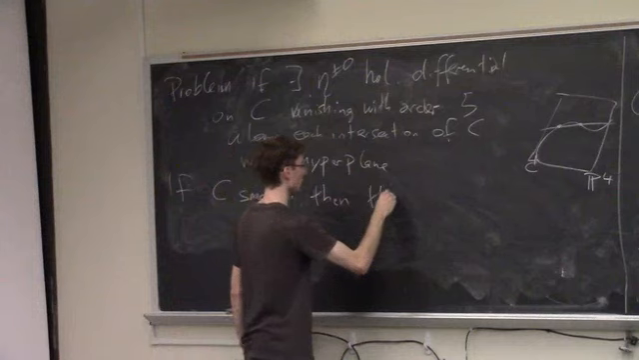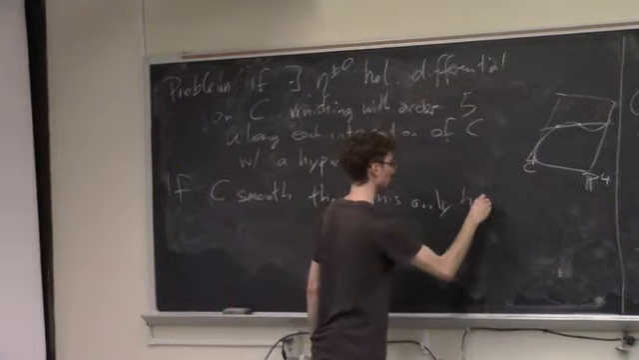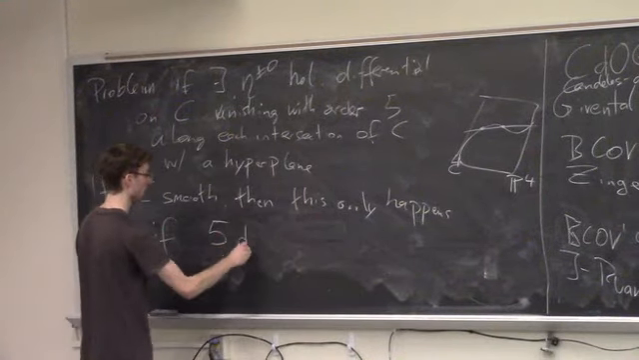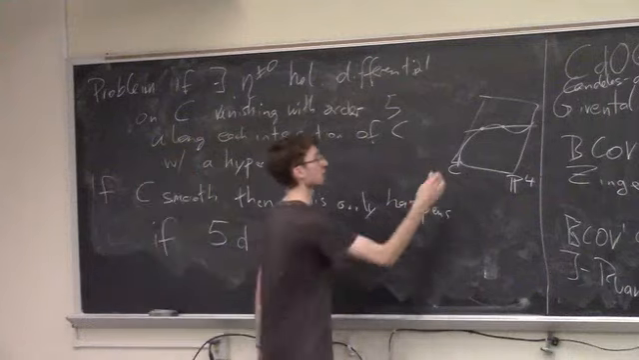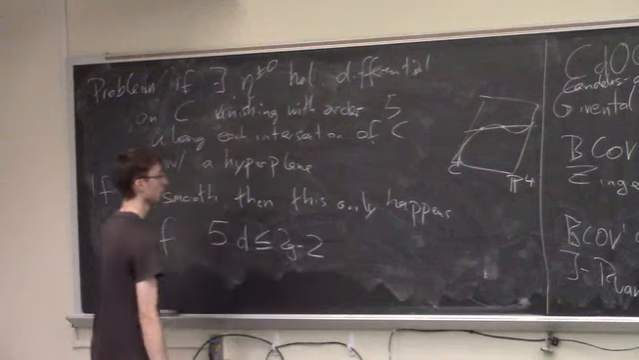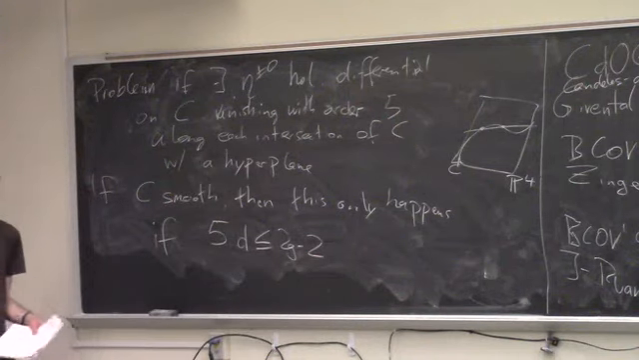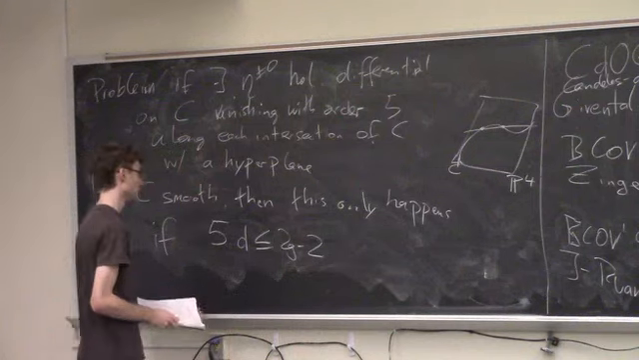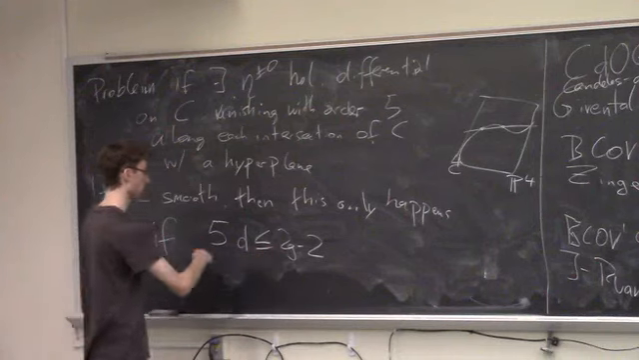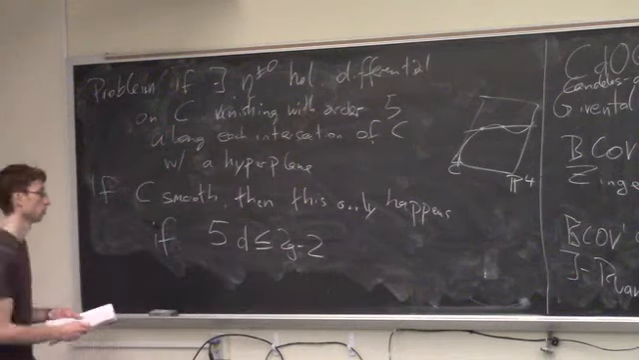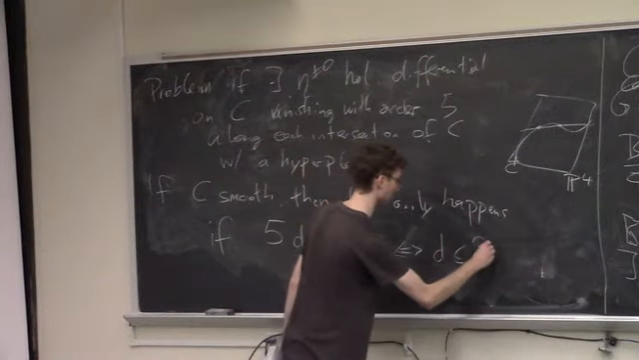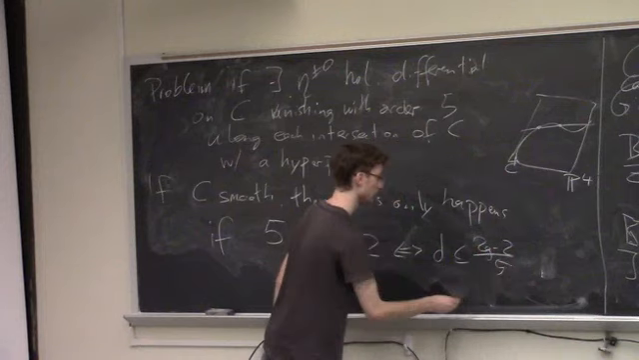then this only happens if 5 times the degree D, which is the number of intersections with the hyperplane, is less than or equal to 2g minus 2, because a differential on a genus g Riemann surface has 2g minus 2 zeros. Because we impose all of these conditions, we need the genus to be large enough for this to work out. Equivalently, we write this as D being less than or equal to (2g minus 2) over 5. Okay.